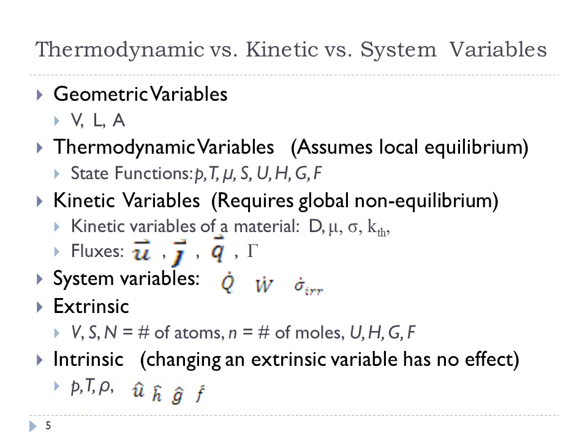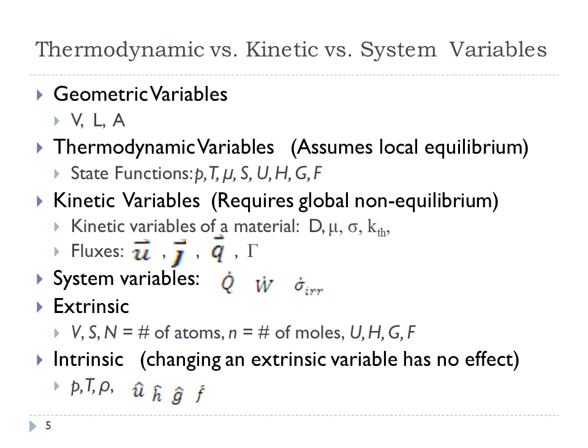Okay, then there's also system variables. By system variables, I mean variables of a control volume. So Q dot would be the rate of heat leaving a control volume. Here we're going to define Q dot being positive if it's the rate of heat entering a control volume. W dot being positive is the work leaving a control volume, and sigma dot IRR is the irreversible generation of entropy within a control volume. These are variables that are speaking of an entire control volume.